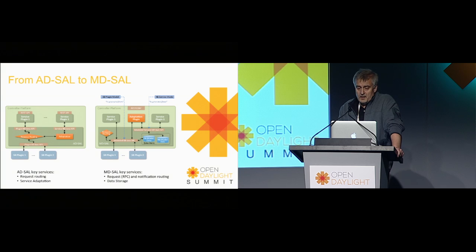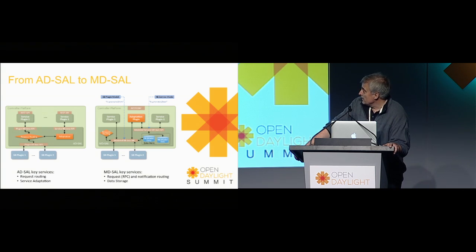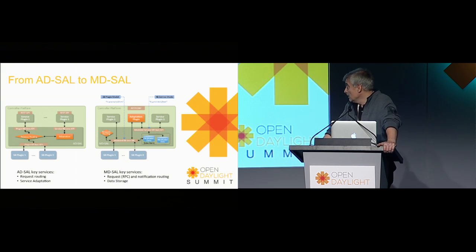Okay. So how do we compare the two different SALs? When you start on the left with the AD-SAL, it actually was performing essentially two things. One was request routing, and the other was adaptation of APIs. So the request routing: if you have two different plugins that provide the same service, and a northbound plugin wants to talk to those southbound plugins, the SAL was doing the request routing.